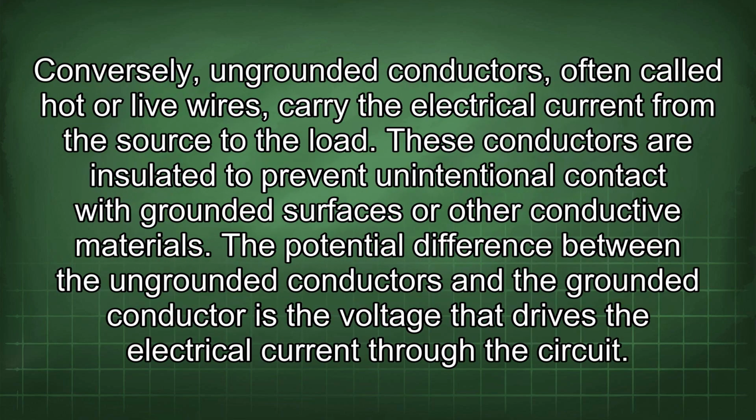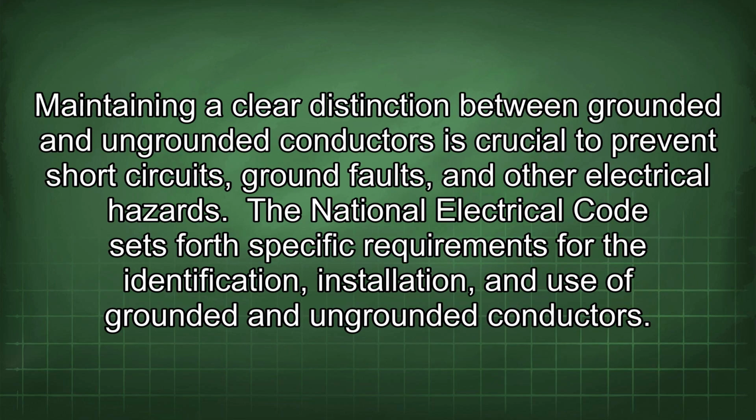Conversely, ungrounded conductors, often called hot or live wires, carry the electrical current from the source to the load. These conductors are insulated to prevent unintentional contact with grounded surfaces or other conductive materials. The potential difference between the ungrounded conductors and the grounded conductor is the voltage that drives the electrical current through the circuit. Maintaining a clear distinction between grounded and ungrounded conductors is crucial to prevent short circuits, ground faults, and other electrical hazards.